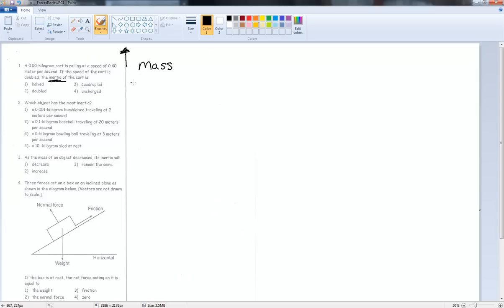No, but really, inertia only depends on the mass of an object. So speed has nothing to do with it. If you double the speed, it doesn't matter. The mass is still the same. So the inertia is going to be unchanged.